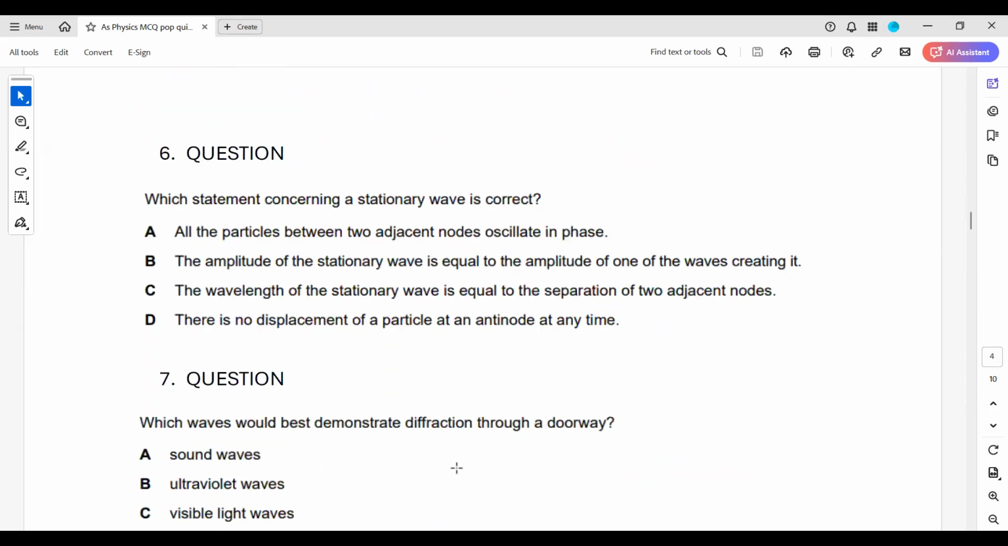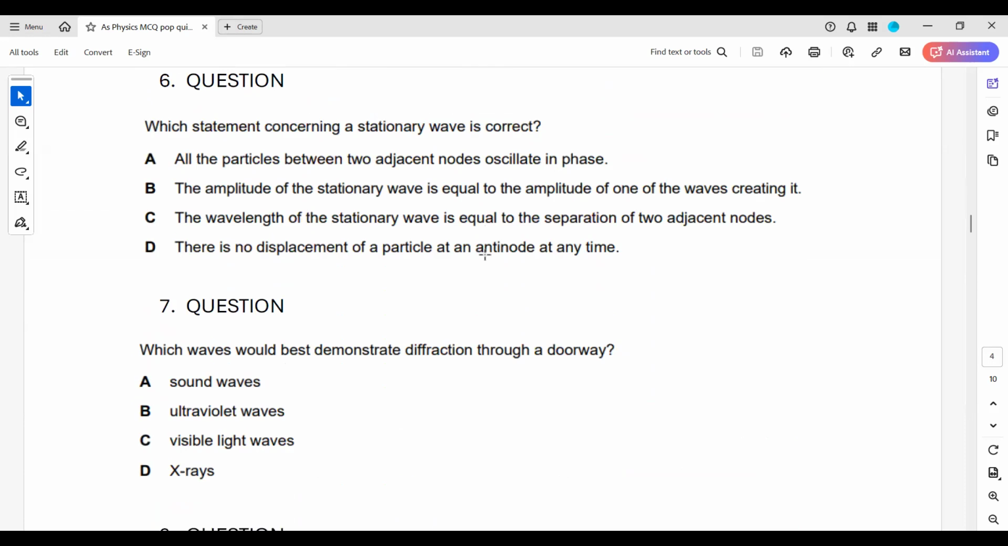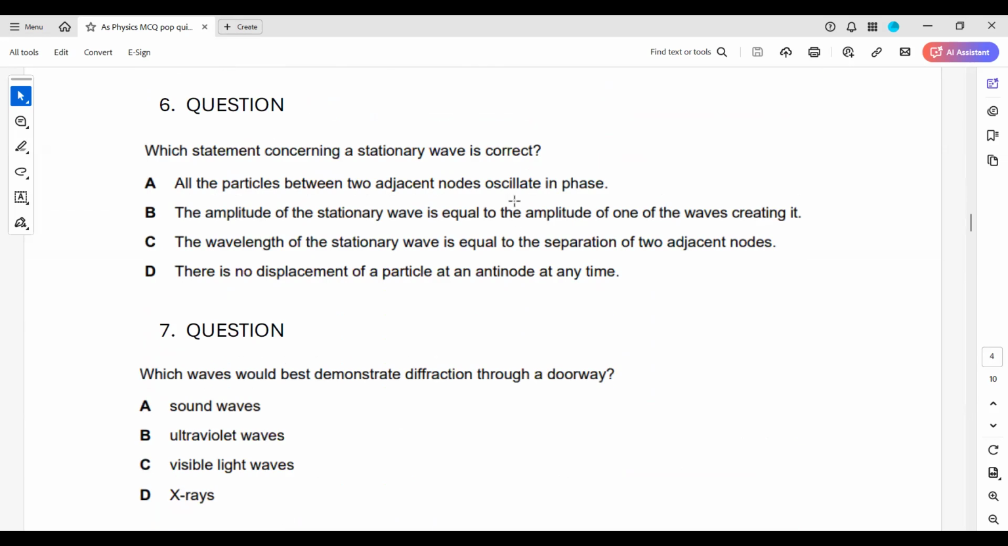Question 6, any doubt? Question 6 or 7, any doubt? Question 6, 7, 8. Okay. Which statement concerning a stationary wave? So, how is a stationary wave formed?